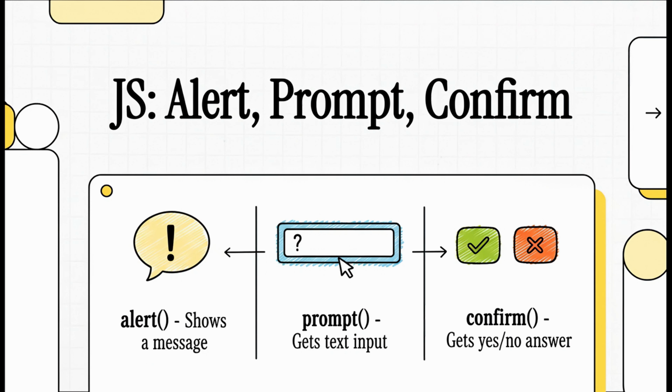So you're building a web page and you need to talk to your user, like right now. How do you do it? Well, today we're going to break down 3 of the OG tools in JavaScript for exactly that: alert, prompt, and confirm. Let's dive in and see how they tick.